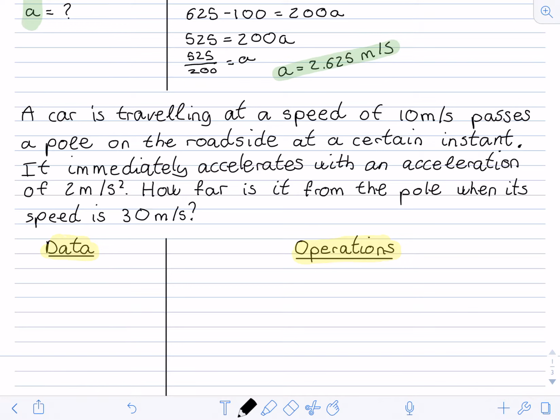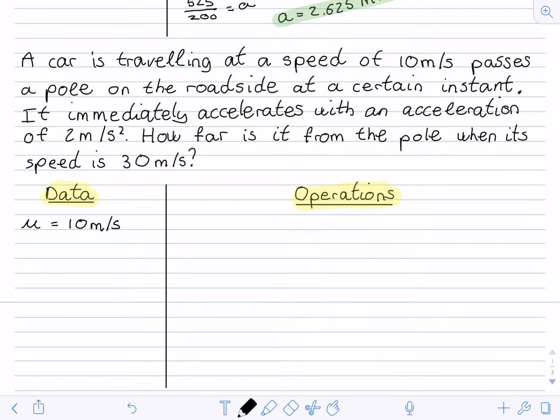We go to the data and write down everything that we know. A car is traveling at a speed of 10 meters per second, so that's the initial velocity, u equals 10 meters per second. It passes a pole on the roadside and immediately accelerates with an acceleration of 2 meters per second squared, so a is 2. The speed is 30 meters per second, so the final velocity v is 30 meters per second. It's asking how far it is from the pole, which means it's asking for the distance. Distance is measured with an s, so we put s = ?